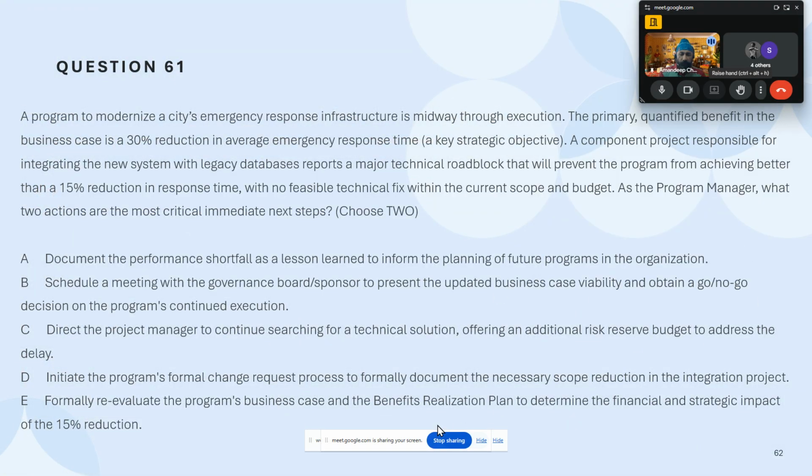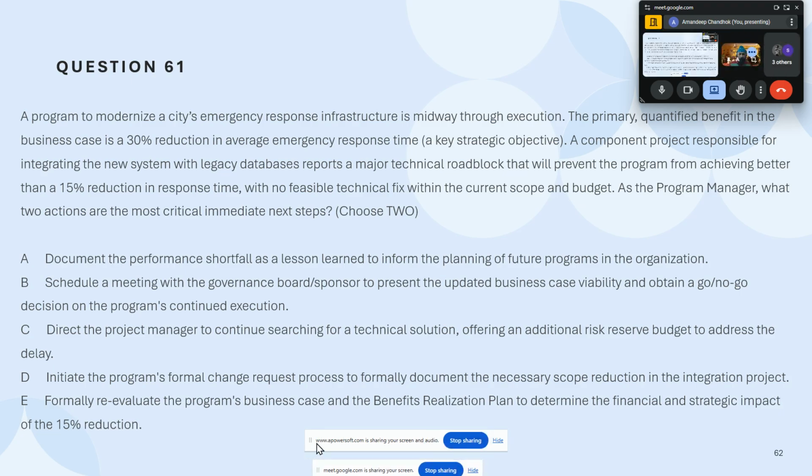I hope my screen's visible to all. Is this visible to all? Yes, okay. Question 61.